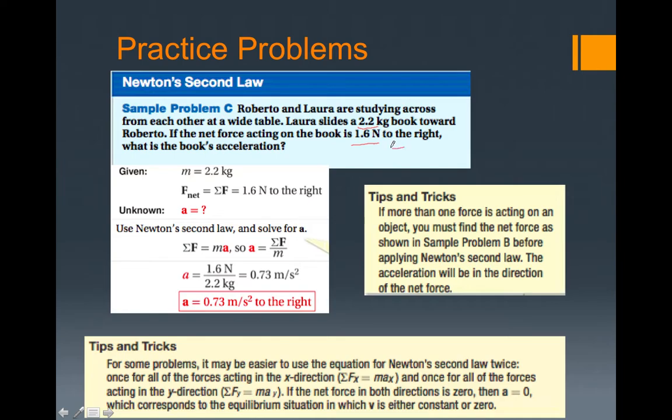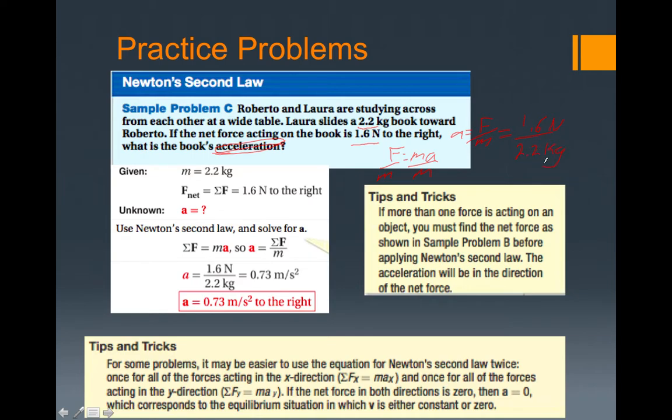So we know that F equals m times a. I'm looking for the book's acceleration here. To get a by itself, we divide both sides by m. So I'm going to end up with a equals F over m. We said that our force was 1.6 newtons, and the mass was 2.2 kilograms.